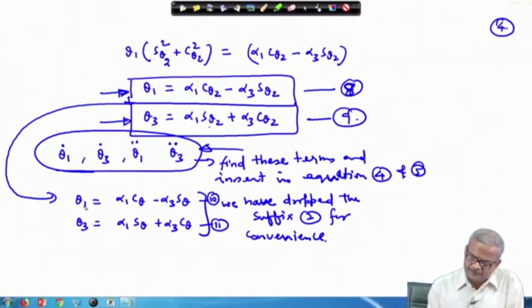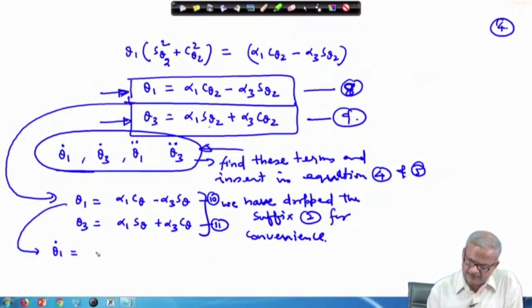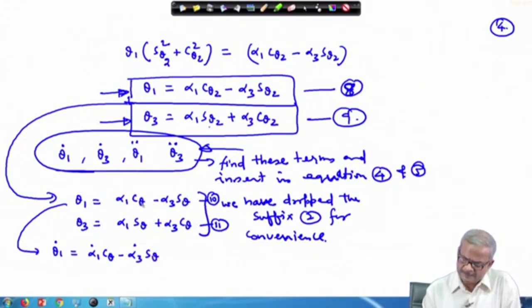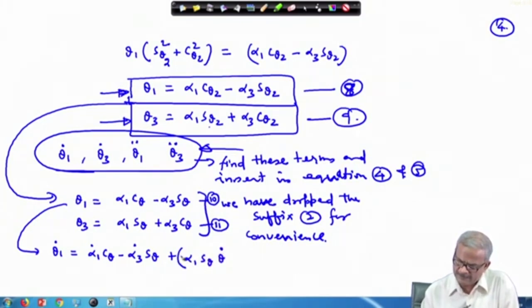Okay. Thereafter, we can take the derivative of this. So, if we take the derivative of this, theta 1 dot will be alpha 1 dot times c theta minus alpha 3 dot times s theta, and the other term we have to differentiate: alpha 1 times c theta will give s theta times theta dot, where a minus sign will appear in this place. And there is a minus sign already with this. So, alpha 3 s theta will become c theta times theta dot.